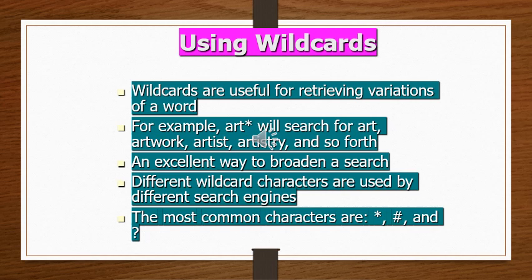There's another thing we use to improve our search, that is the wildcard. Wildcards are useful for retrieving variations of a word. For example, if you use ART star, this will search for art, artwork, artist, artistry, and so forth. Anything that starts with ART and ends with anything will be part of the hit. And wildcards are an excellent way to broaden a search. We have different wildcards used by different search engines. The most common ones are the star, the hash, and the question mark.